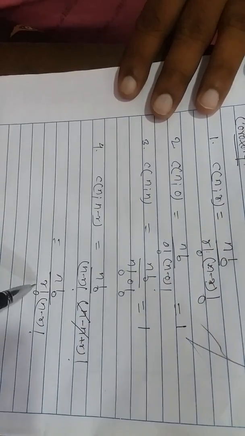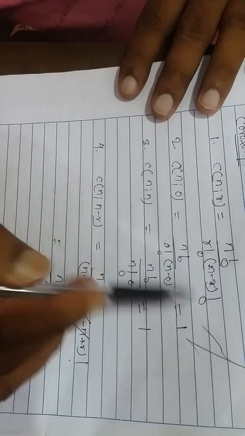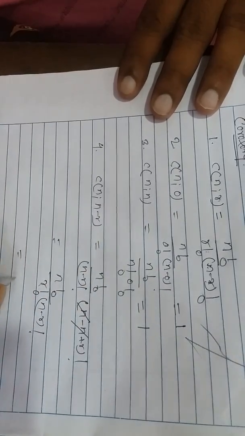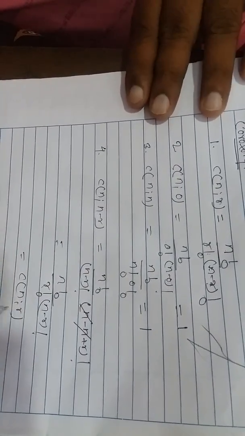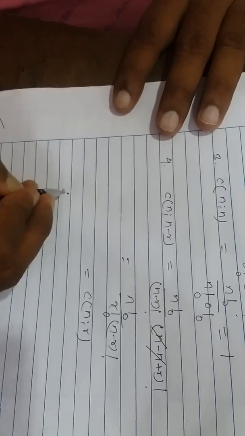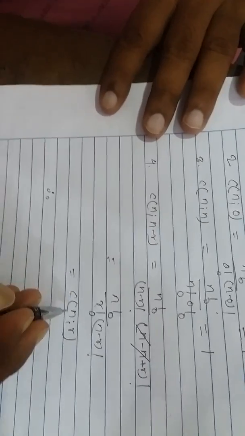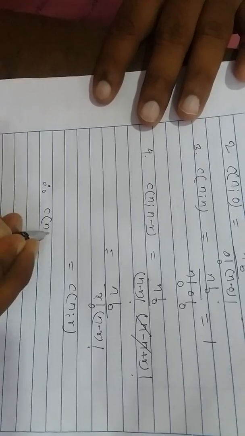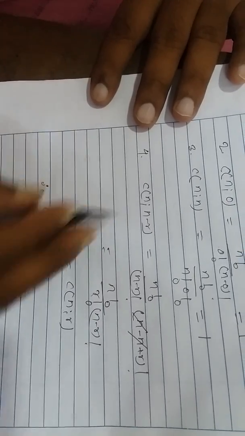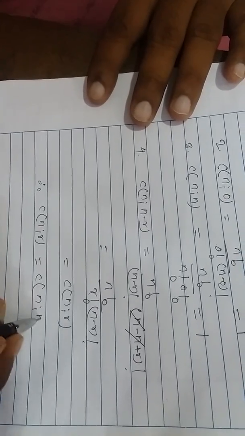In place of n factorial by r factorial into n minus r factorial, what can we place? We can place C(n, r). So we have established another formula. If needed, C(n, r) can be replaced by C(n, n minus r).